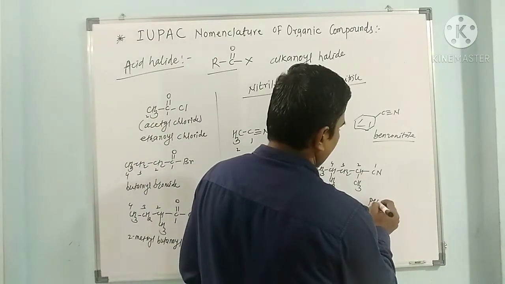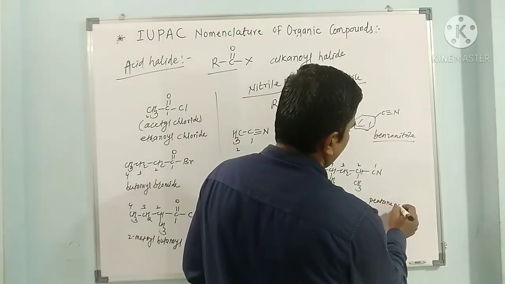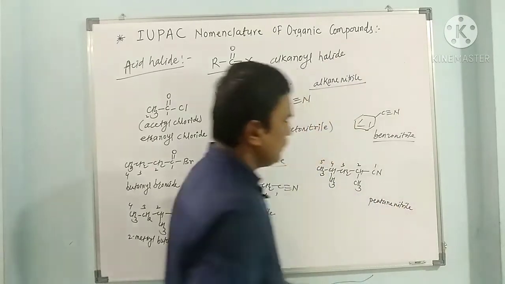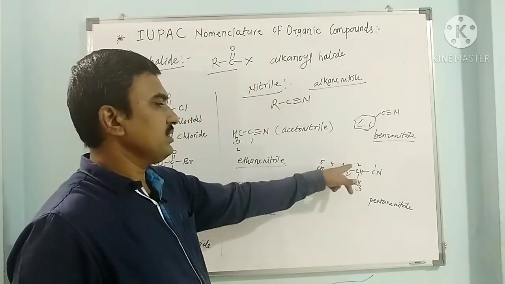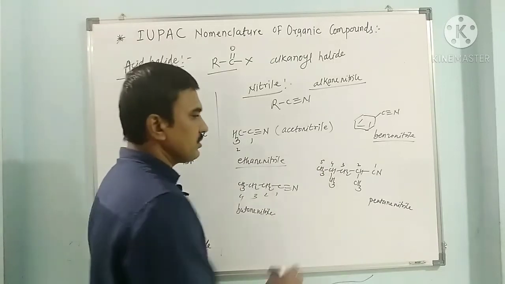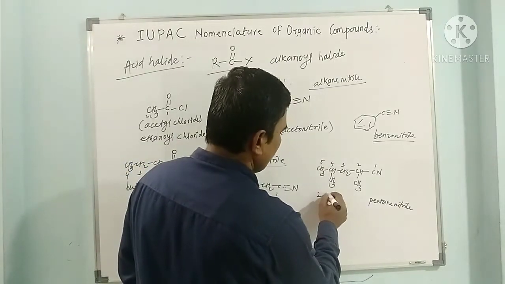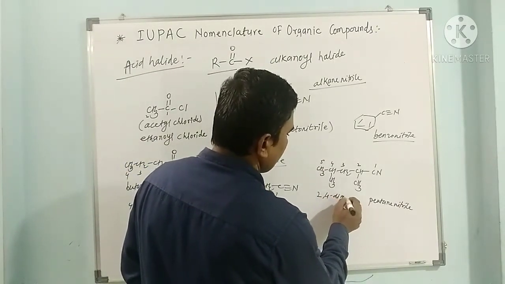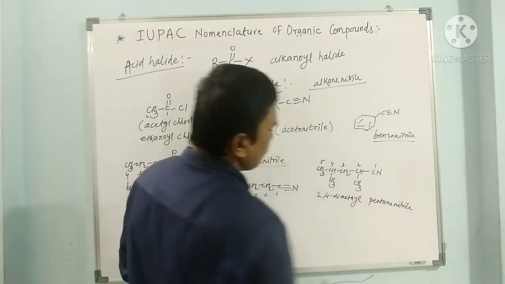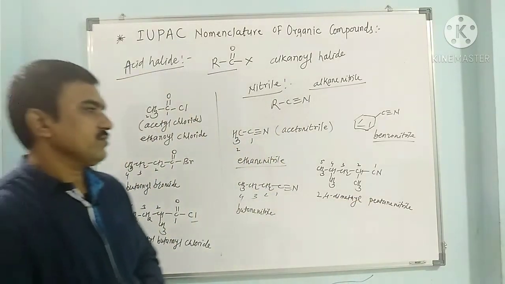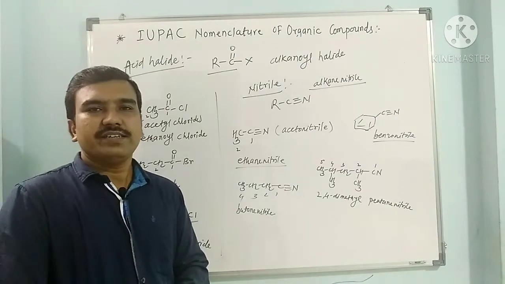It is pentane nitrile. In this pentane nitrile, methyl is attached to the second carbon, and this methyl is attached to the fourth carbon. So 2,4-dimethyl pentane nitrile. In this way nitriles are named.